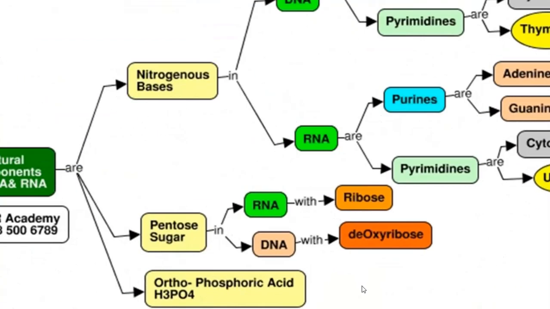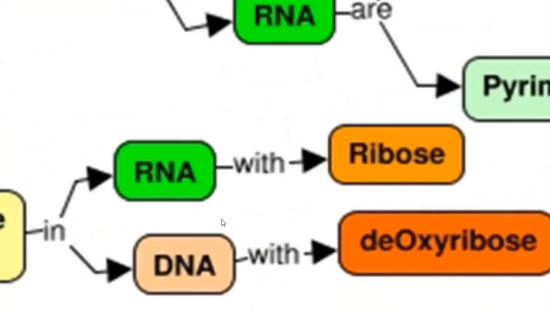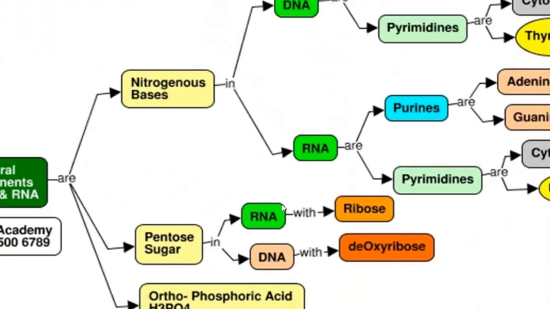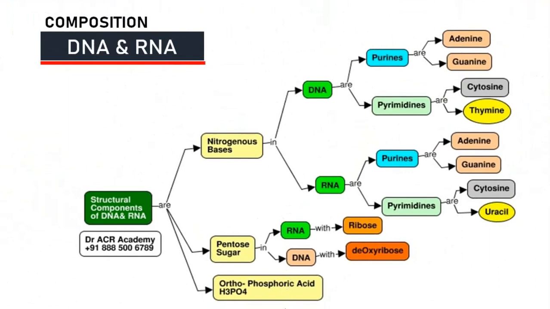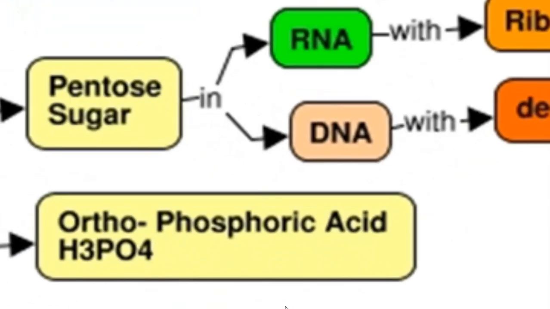Then the second component is the pentose sugar. Ribose is the pentose sugar present in the case of the RNA, and deoxyribose is the pentose sugar present in the case of the DNA. Other important component is orthophosphoric acid. This orthophosphoric acid is common both in the case of the DNA as well as RNA.